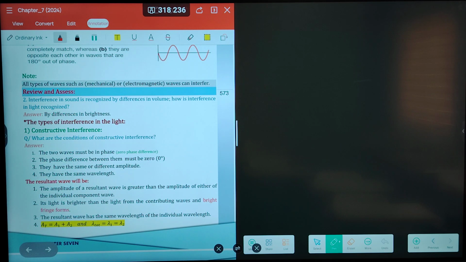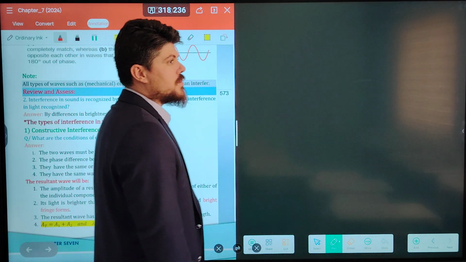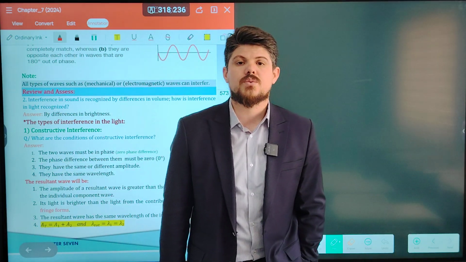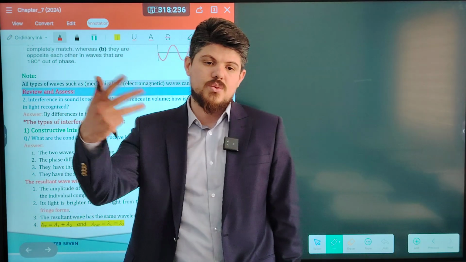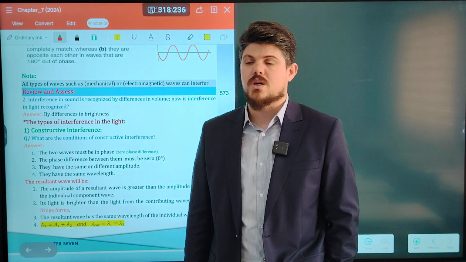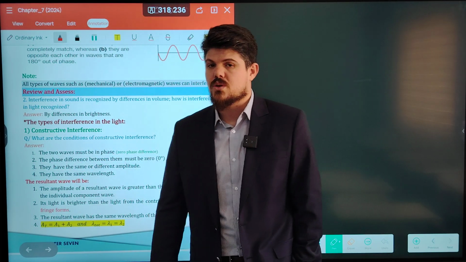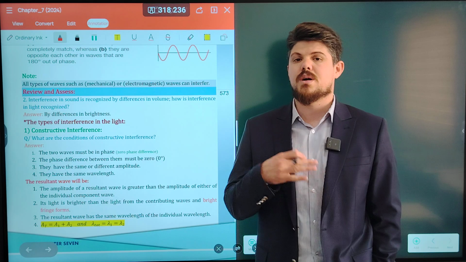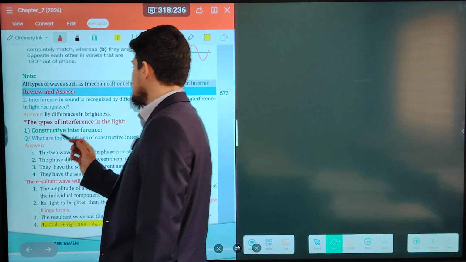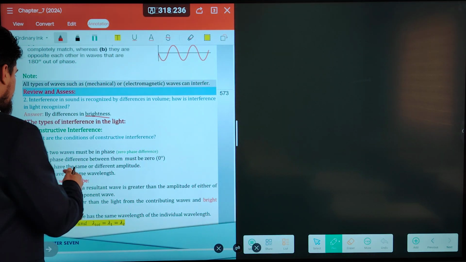Interference in sound is recognized by difference in volume. When the volume increases, it means that the interference is constructive. So how is the interference in light recognized? By brightness, or by the intensity of the brightness. Okay, by difference in brightness.